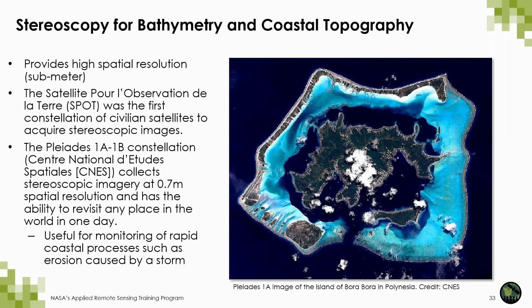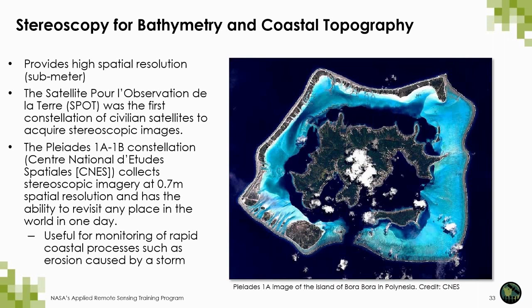Submeter satellite imagery has the potential to provide an alternative to field collection techniques and has allowed the collection of high spatial resolution topographic data over large areas. The first constellation of civilian satellites that collected stereoscopic images and applied digital terrain model reconstruction to large areas was the French SPOT mission, Satellite Pour l'Observation de la Terre. And more recently, the Pleiades constellation has also allowed the collection of stereoscopic data at a resolution of about 0.7 meters.